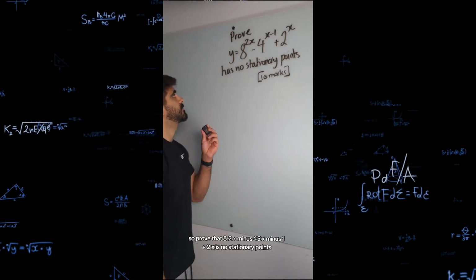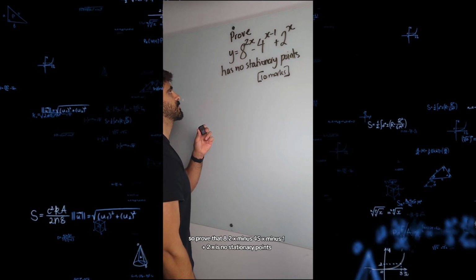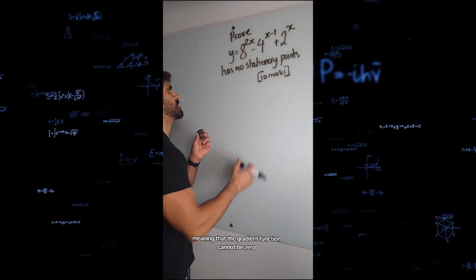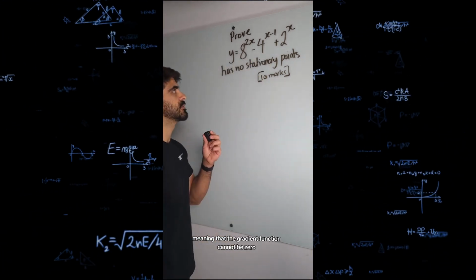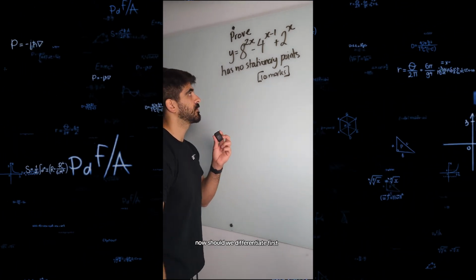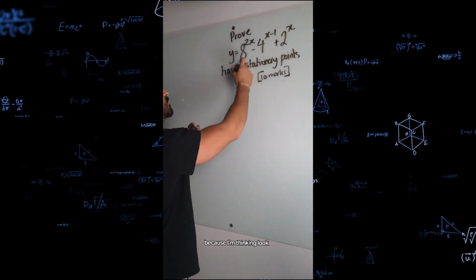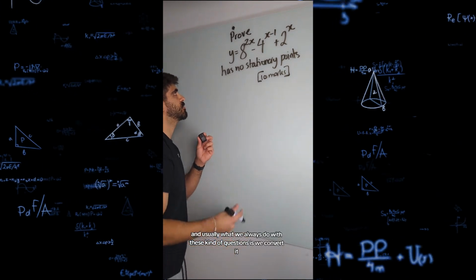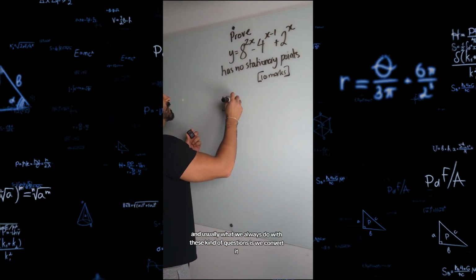So prove that 8 to the power of 2x minus 4 to the power of x minus 1 plus 2x has no stationary points, meaning that the gradient function cannot be 0. Now, should we differentiate it first? Probably not, in my opinion, because I'm thinking, look, these are all base 2. And usually what we always do with these kind of questions is we convert it, right?